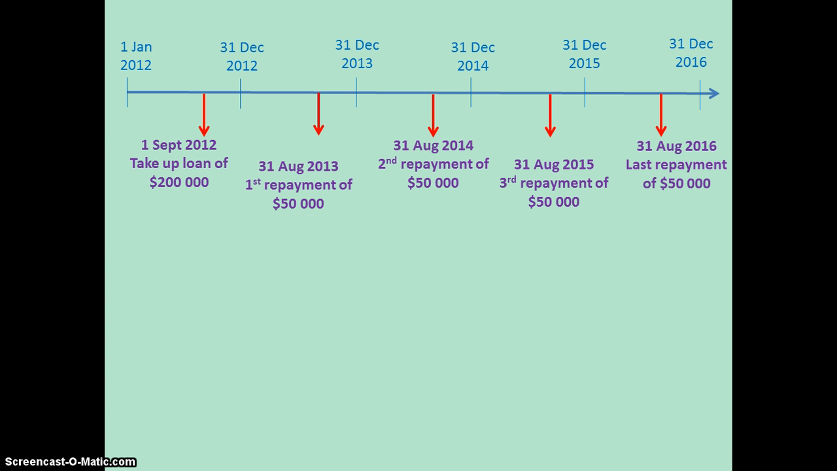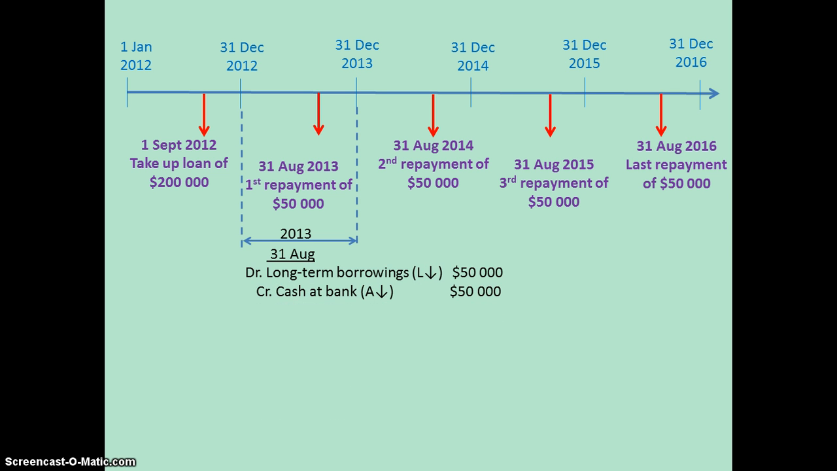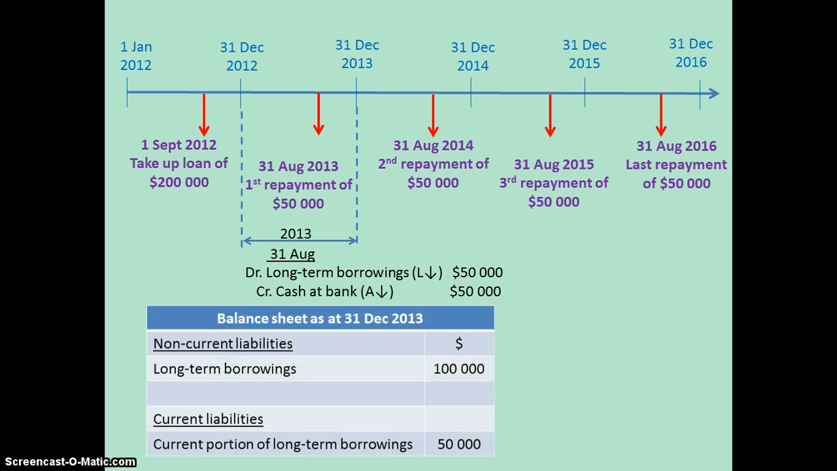Next, let's focus on the financial year 2013. Since the first loan repayment of 50,000 is on 31st August 2013, the business will debit long-term borrowings as its liability decreases after the loan repayment, and credit cash at bank as the business uses money from the bank to repay the loan, thus decreasing its assets.